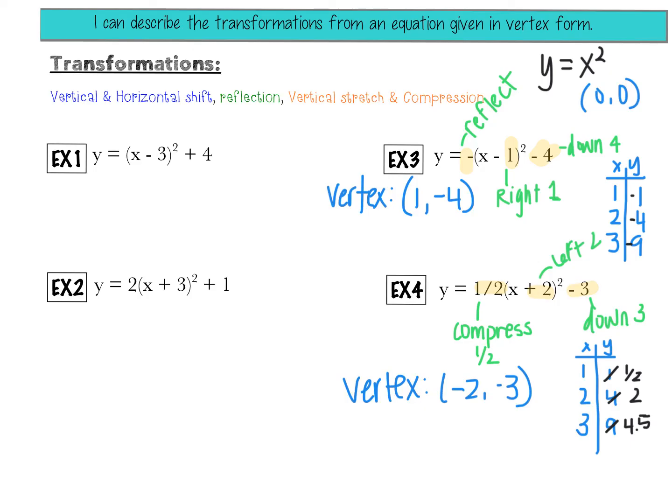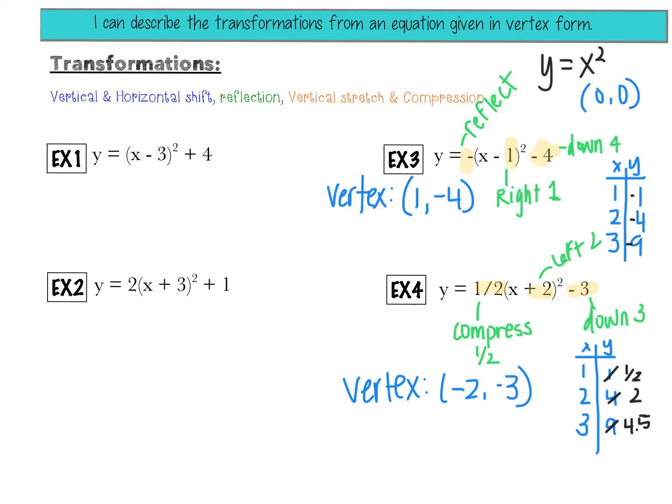And then for example 4, I have a compress of 1/2. I'm shifting left 2 and I'm shifting down 3. So if I shift left, that's a negative motion, and down is a negative motion. So my vertex is at negative 2, negative 3. And that compress of 1/2 took my over 1, up 1, over 2, up 4, over 3, up 9, and it divided those values in half because I'm taking half of it.